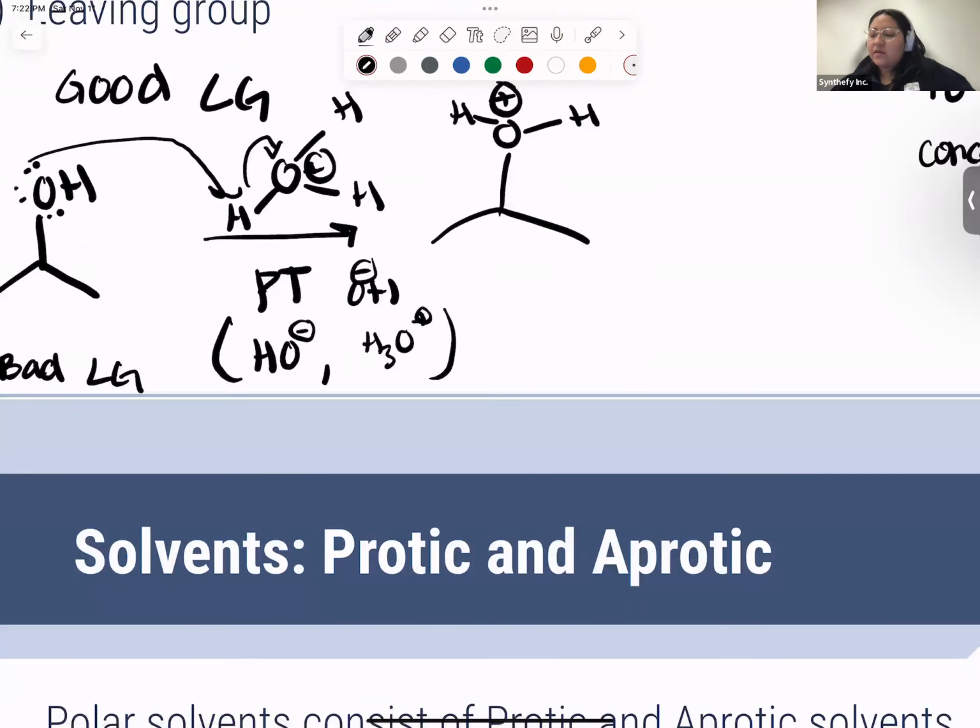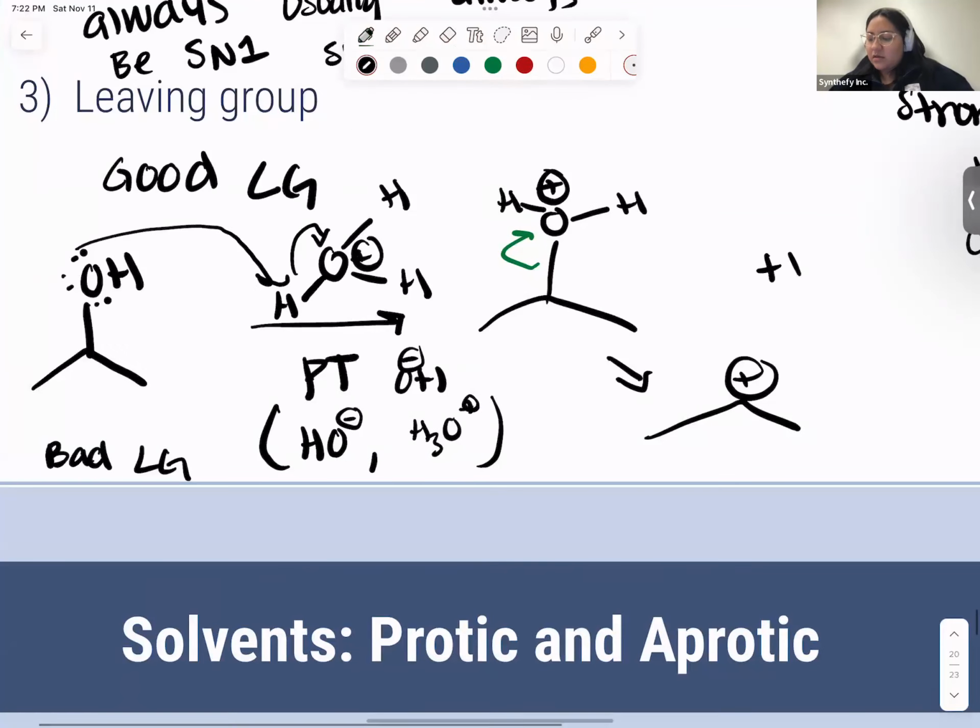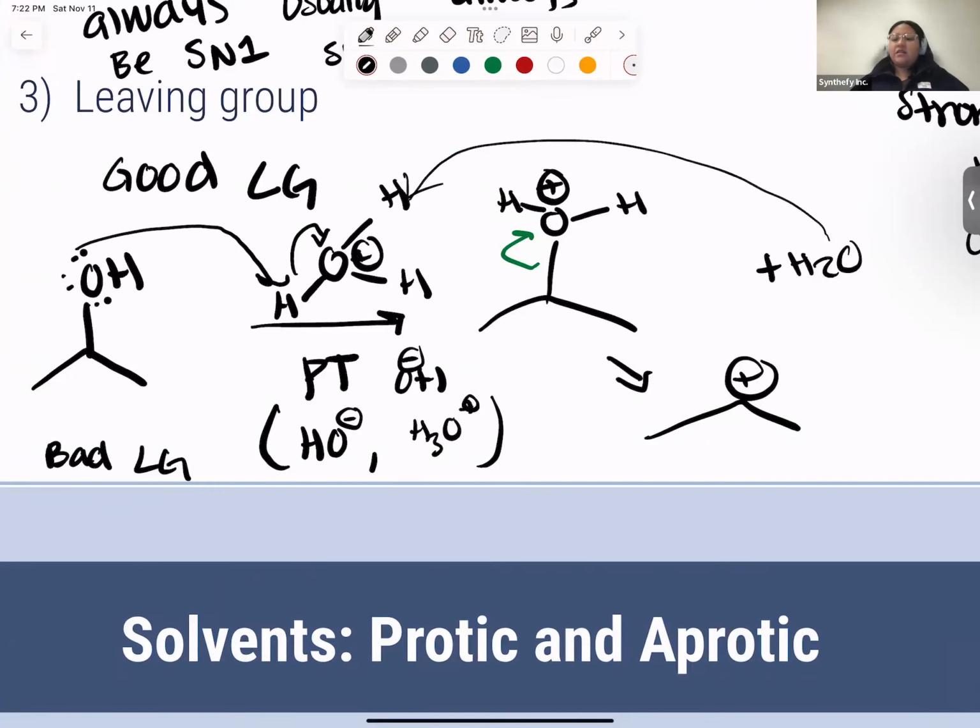Now, this is a good leaving group because when it leaves, you'll be left with this cation and water. And where will water go? It will go back to the solvent.